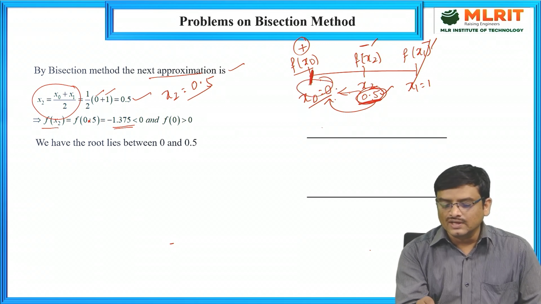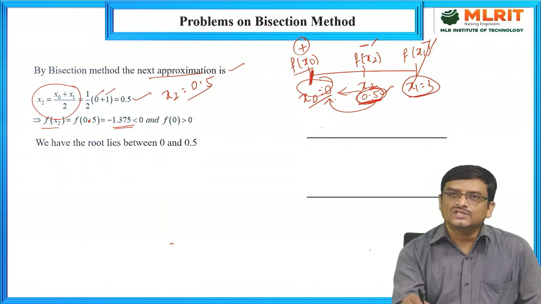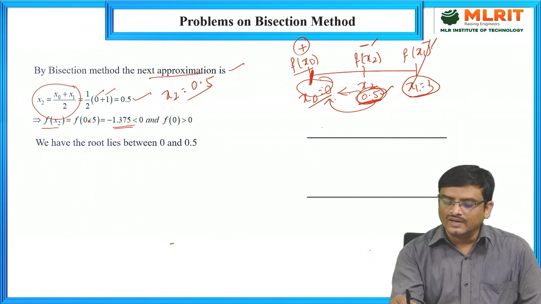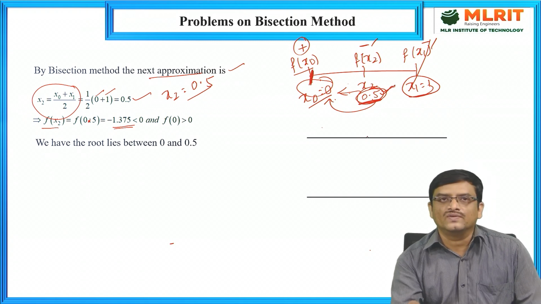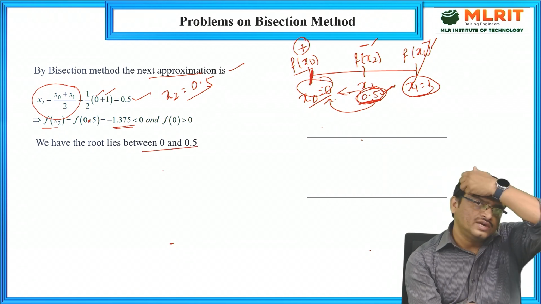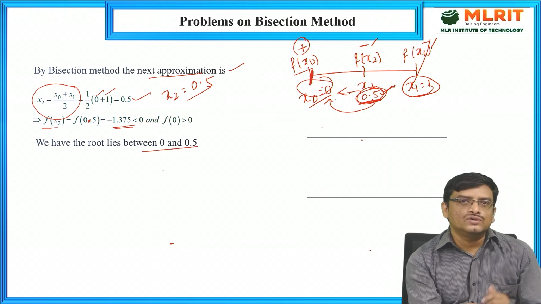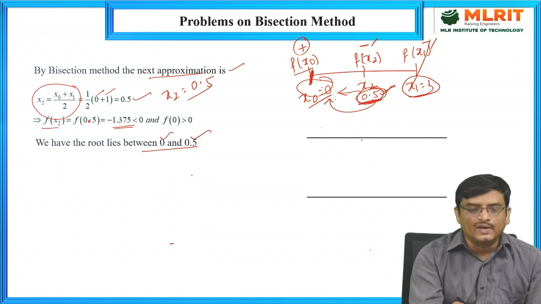So it is very clear that x2 is very near compared to x1. So we have to consider the nearest value and neglect the remaining value. So neglect this 1 and consider this 0.5 for the next step. Because of that reason we have concluded that whatever root we are going to get, that root lies between 0 and 0.5.